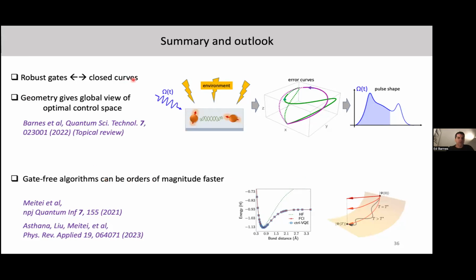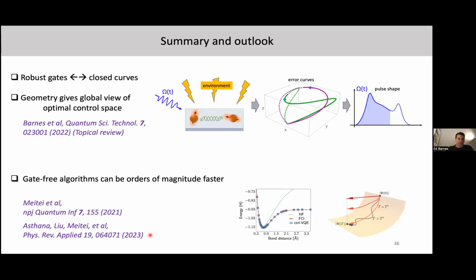So for the latter part of the talk, the main takeaway is that any robust gate corresponds to a closed curve. And by designing closed curves, you can design robust pulses. And geometry gives a nice global view of the optimal control space. So I view this as complementary to things like GRAPE or other numerical recipes for designing waveforms where, typically you're getting some local optimal solution that's dependent on the initial conditions you feed into the optimizer. Here we're getting a global perspective on the solution space. We can find the time optimal solution given pulse constraints and given some target operation that we want to implement. And then we can work from that.